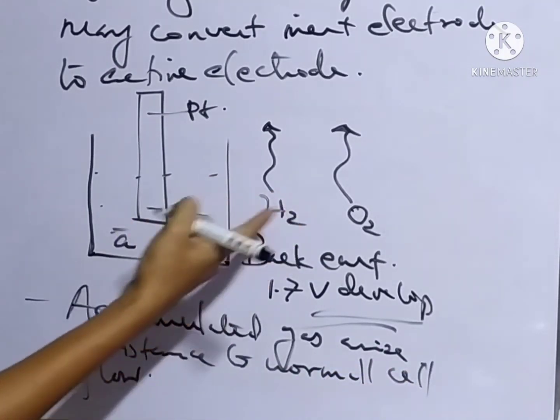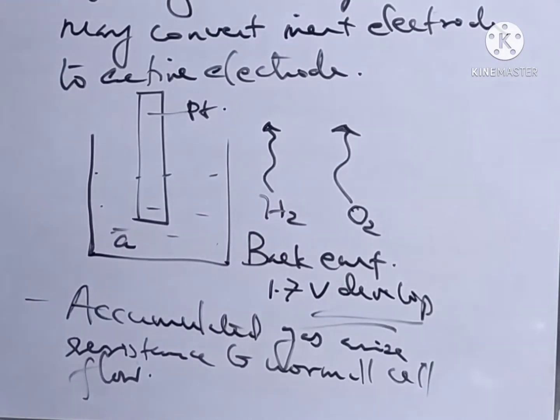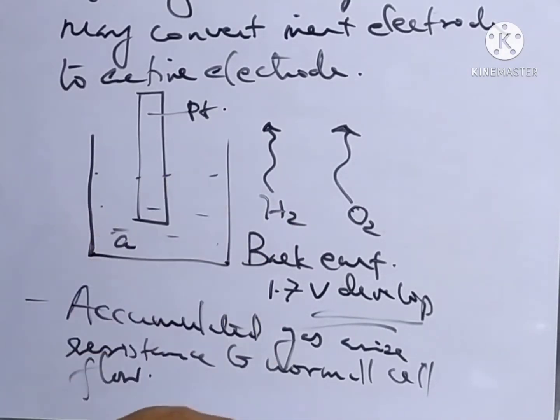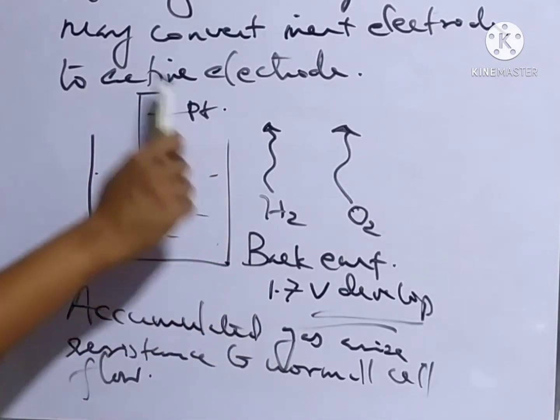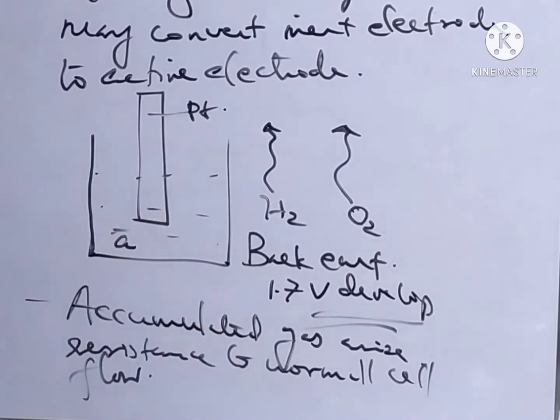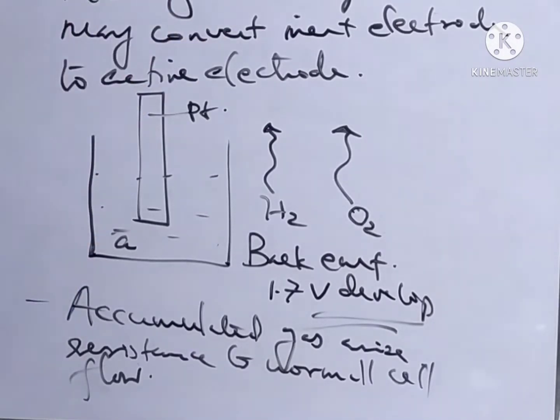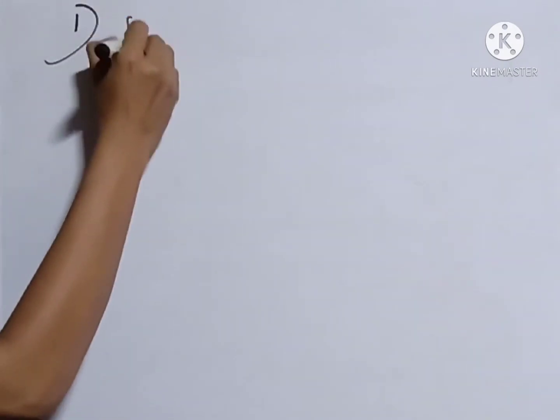So the formation of these types of gases, that is hydrogen and oxygen gases, may reduce the flow of cations and anions within this electrolyte media, and hence we have to give extra voltage for the cell reaction to occur. So that is also a reason behind polarization. Okay. So from the above, it is clear that one of the reasons behind polarization is back EMF.